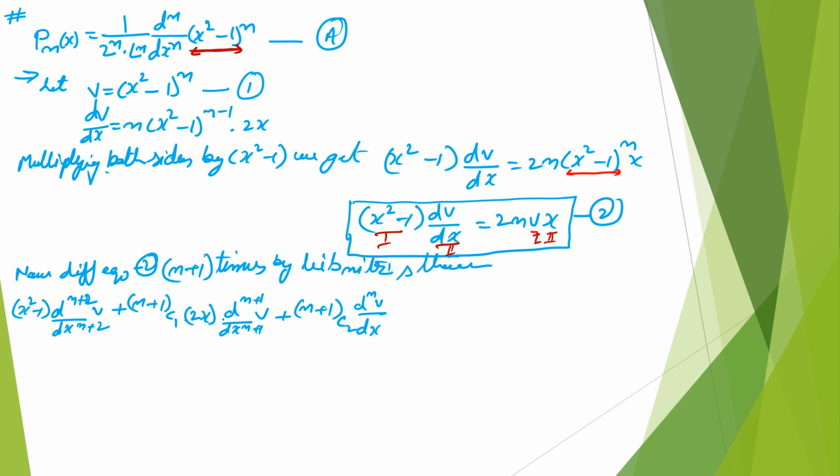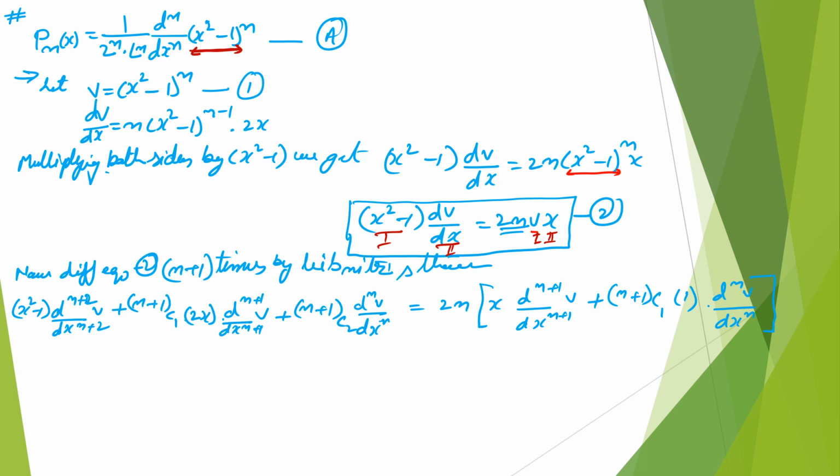dx^n, means n-times derivative, is equal to 2n, which is constant on the left side, and for the remaining term x is constant, so (n plus 1) time differentiation with respect to x of v plus (n plus 1) C1, and differentiation of x is 1, and d^n v over dx^n, means derivative of v with respect to x n times.